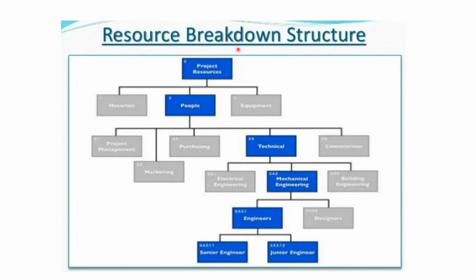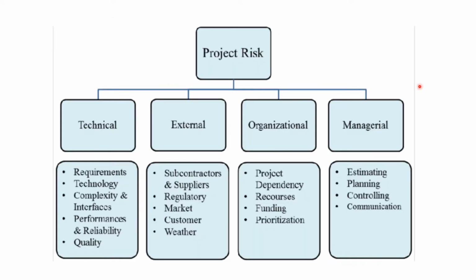Let's look at some of the examples, right? So this is an example of a resource breakdown structure. Project resources, materials, people and equipment and how they are organized: project management, marketing, purchasing, technical, engineering, all those things. This is an example of a risk breakdown structure. You can source the risk from technical, external, organizational and managerial.